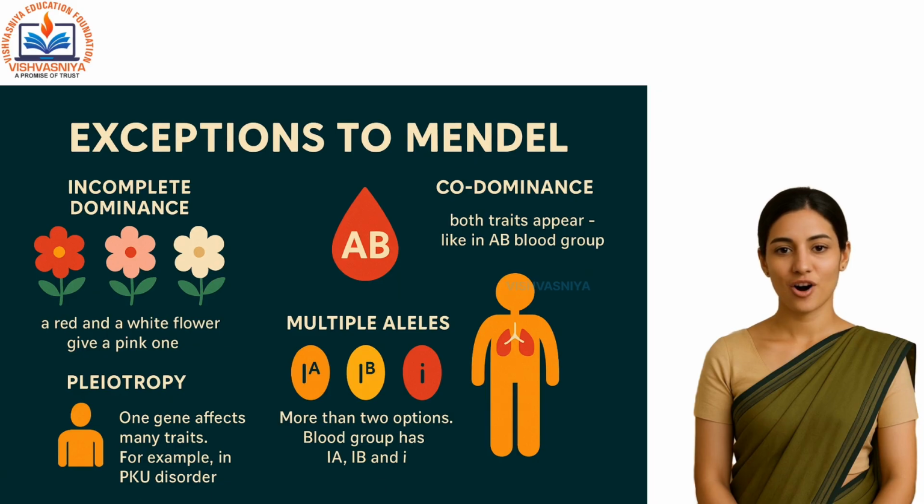Multiple alleles, more than two options. Blood group has IA, IB and i. Pleiotropy, one gene affects many traits. For example, in PKU disorder. Ma'am, can these traits be predicted like Mendel's?